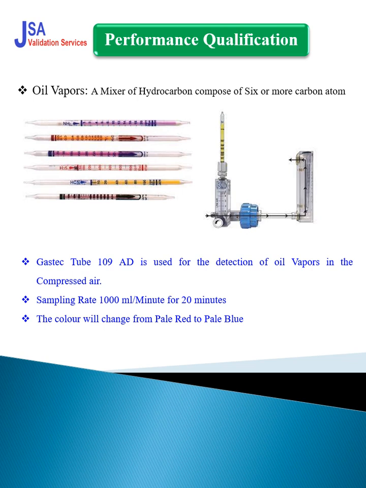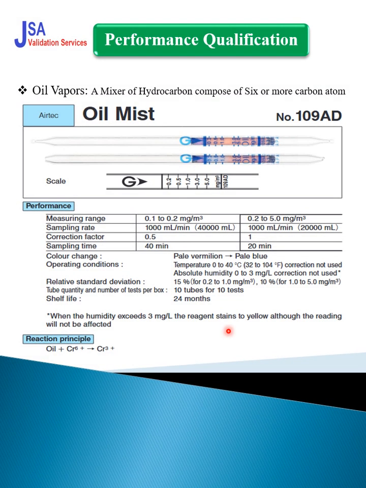For this we are using the 109 AD Gastec tube. This is the standard tube used for the detection of oil vapors in the compressed air. The sampling rate is 1000 ml per minute for 20 minutes, and the color change will be from pale red to pale blue. This is the color change if we detect oil in the compressed air generation and distribution system. When oil is detected, the tube changes color.